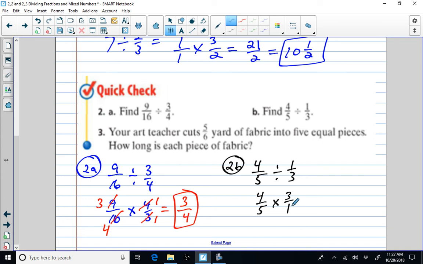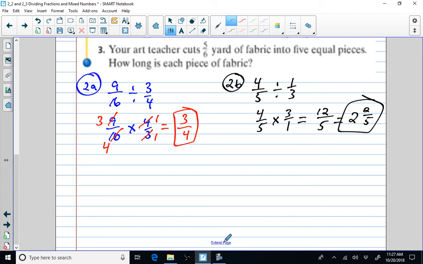I look to see if I can divide out, and I can't. So I multiply numerator times numerator. 4 times 3 is 12. Denominator times denominator. 5 times 1 is 5. I want to write that as a mixed number. So I divide. 5 goes into 12 2 times with 2 left over out of the 5, so we wind up with 2 and 2/5 there.